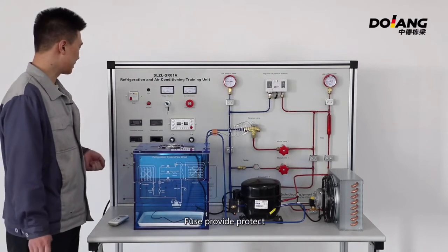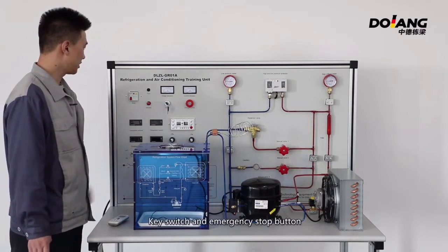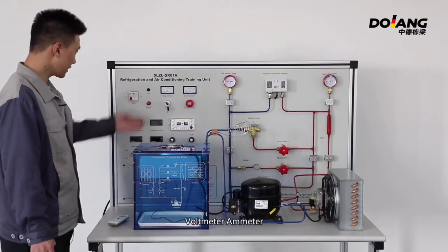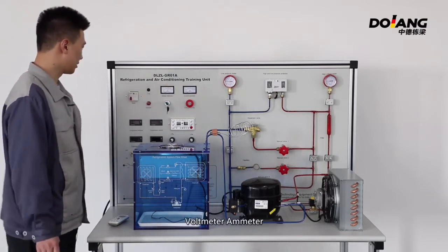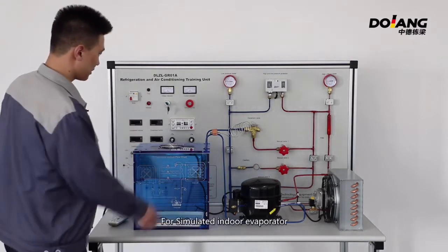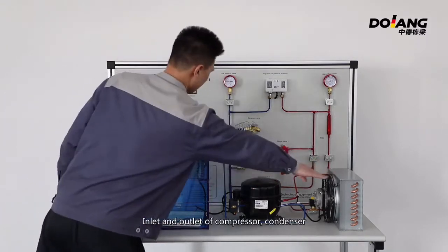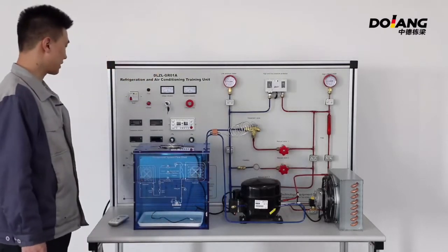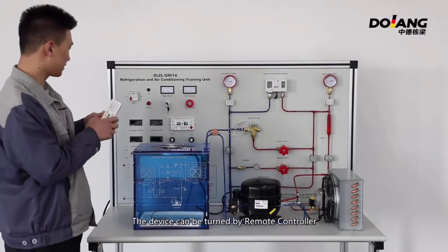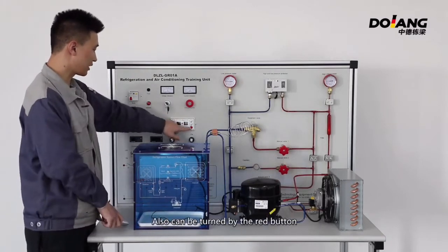The fuse provides protection. Then there are the indicator, key switch and emergency stop button, the voltmeter and ammeter, and these are the temperature meters. For the simulated indoor evaporator, these are the inlet and outlet. These are the compressor and condenser. This is a controller. The device can be turned on by the remote controller.